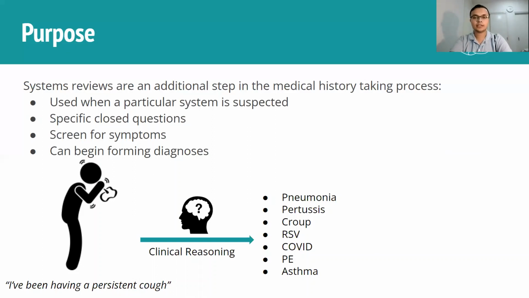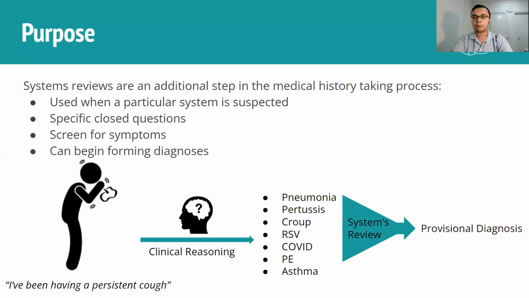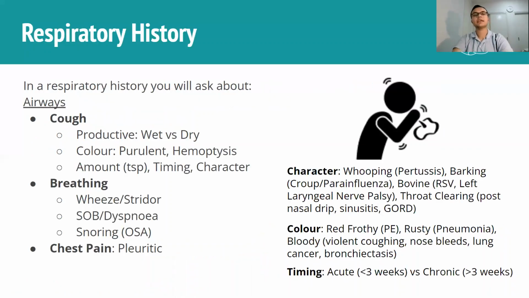And then you're going to start to make that list. And once you have, it's really important that you've got a way to narrow down that list to some of the most likely causes. And that's where systems reviews come in your history. And that'll help you build a provisional diagnosis, and then present that to a doctor or an intern or anyone else who's asking you about a patient.